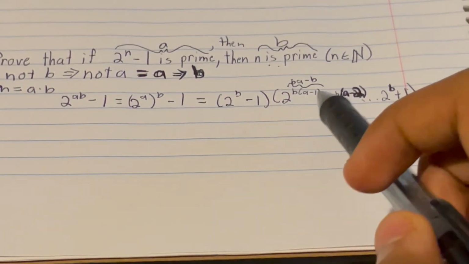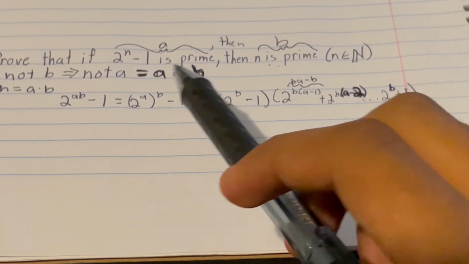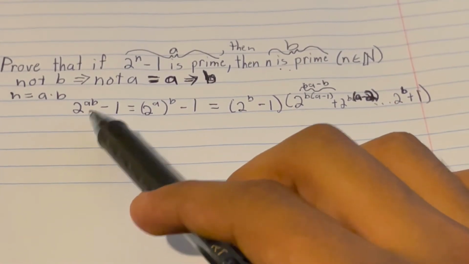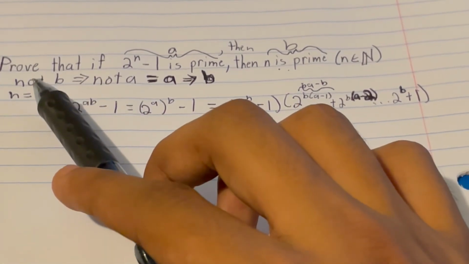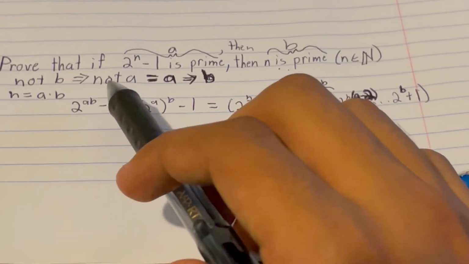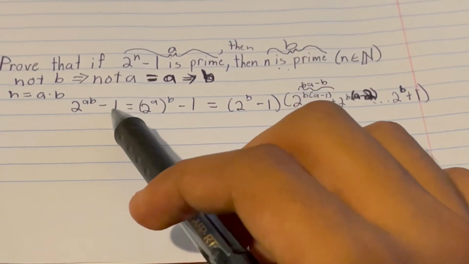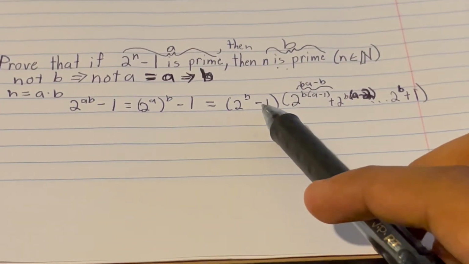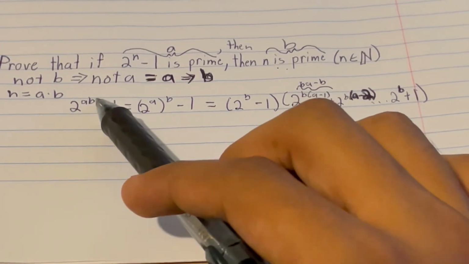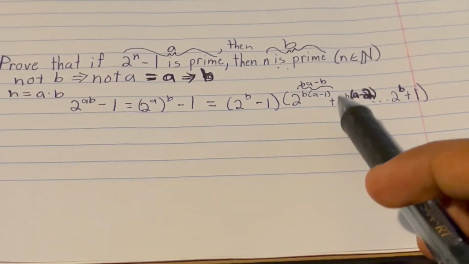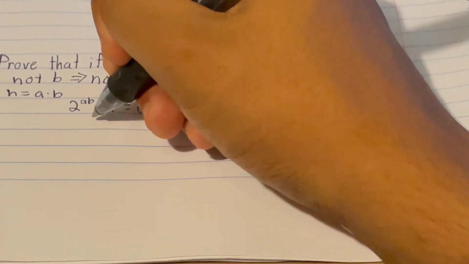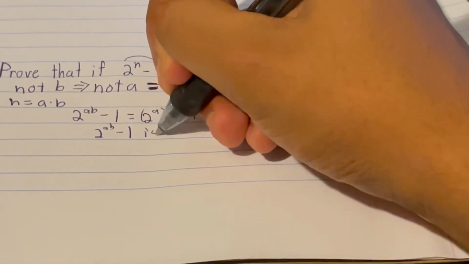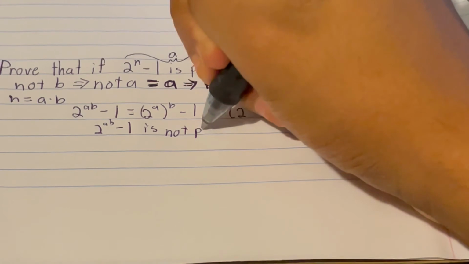But why did we write it like this in the first place? Well, that's because, keep in mind, we're saying that n is not prime. Again, we're trying to prove not b leads to not a. So therefore, 2 to the power of ab minus 1 is not prime. And we have proved this because we've written 2 to the power of ab minus 1 as 2 terms, and you can't write a prime as 2 terms. So therefore, we concluded that 2 to the power of ab minus 1 is not prime.